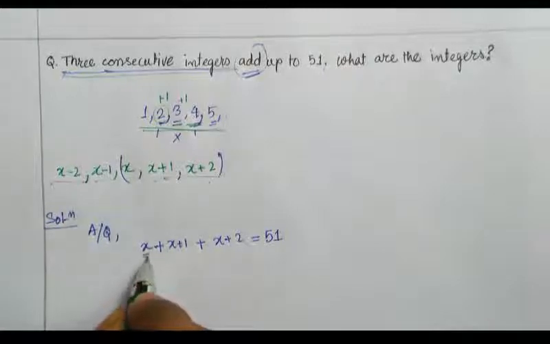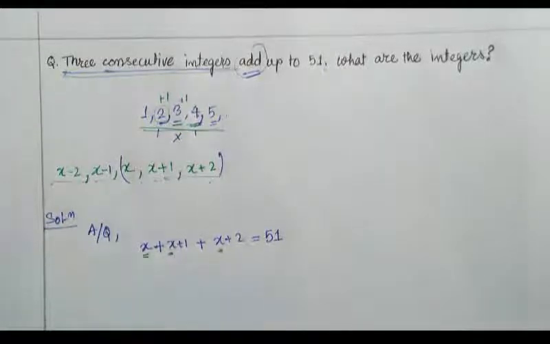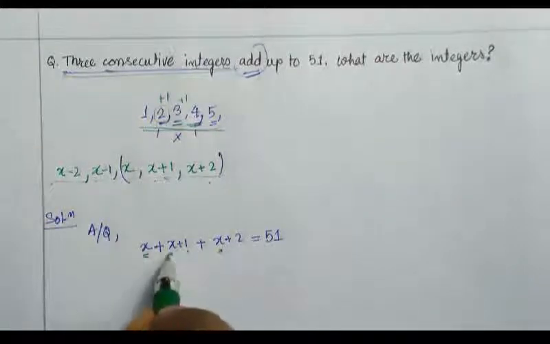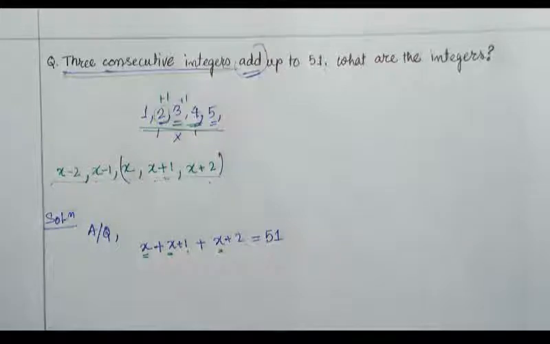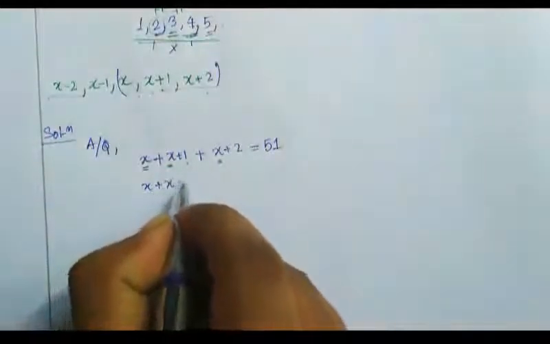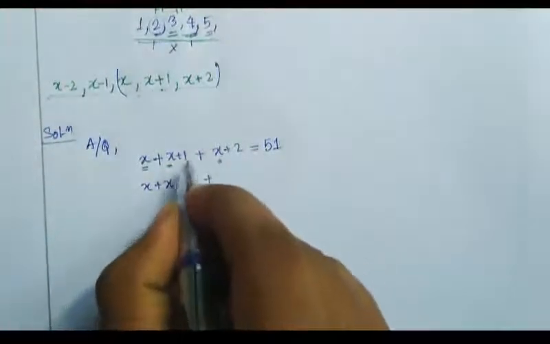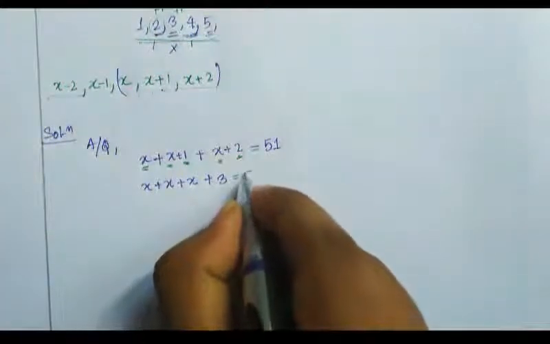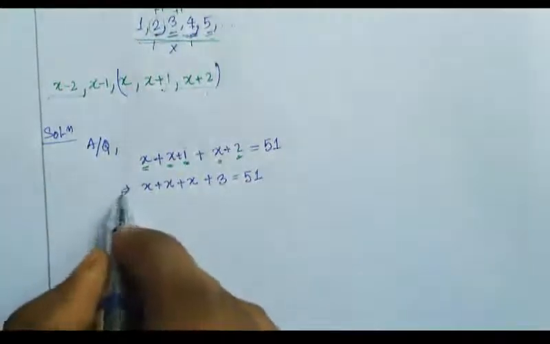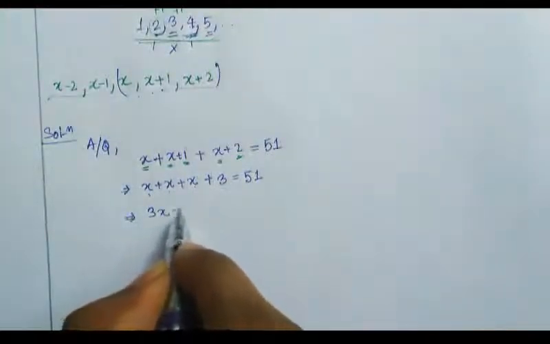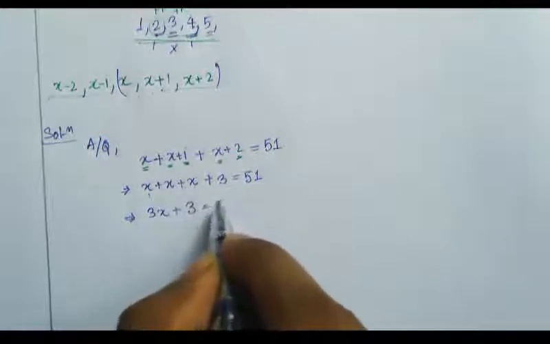Now the basic rule of algebra is that we can add variables only to variables. We can add x to only other x's. We can add 1 to only other numbers like 2, 3, 4, etc. So we will add the 3 x's. By adding we will get x plus x plus x plus 1 plus 2 is 3, equal to 51. Now how many x's are there? 1, 2 and 3. So this will become 3x plus 3 remains here, equal to 51.